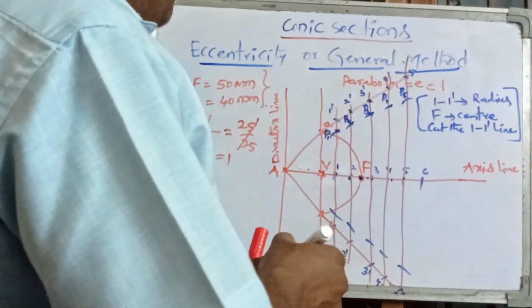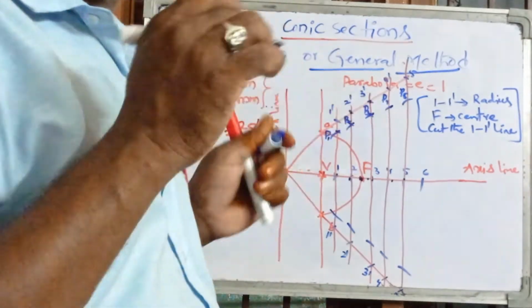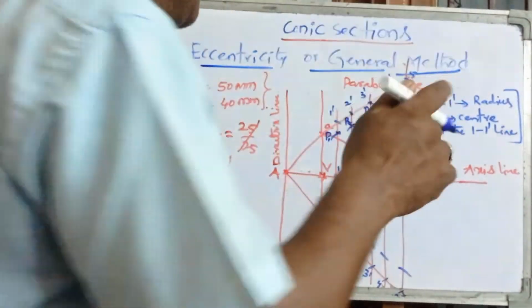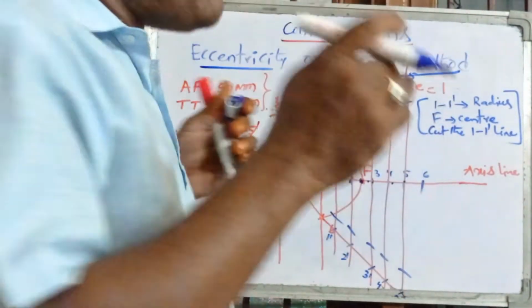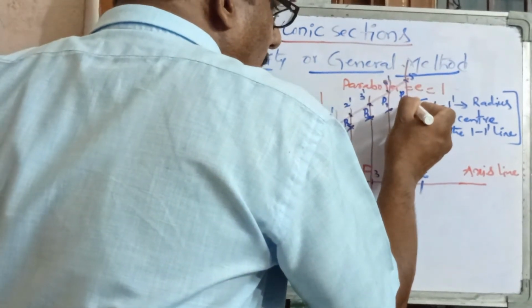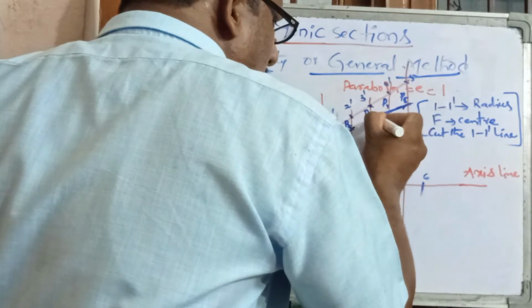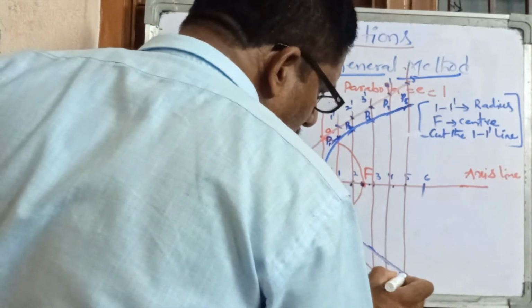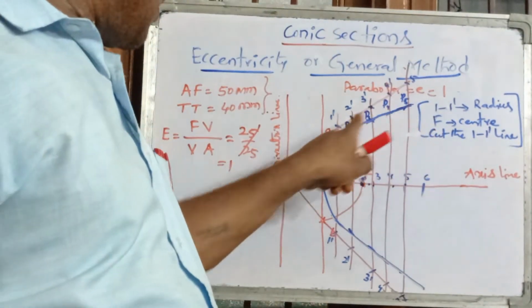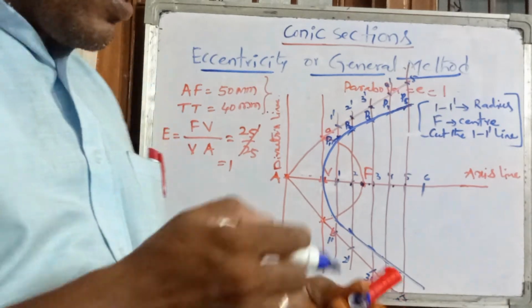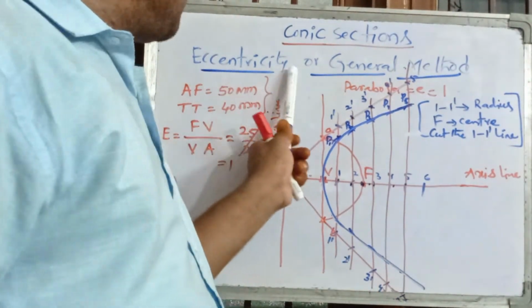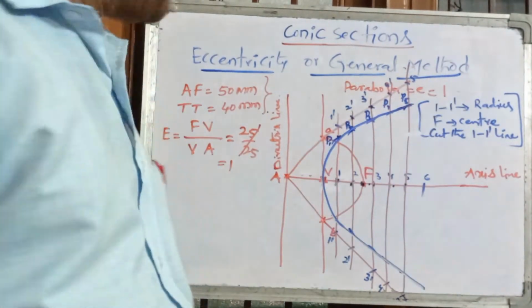Now join all the points with a smooth curve with your free hand sketch. No need to use any instruments. These are all handmade curves. So join all these points with a smooth curve through the vertex point. Like that, this arc is called a parabolic arc by the eccentricity method or general method. And next is given.